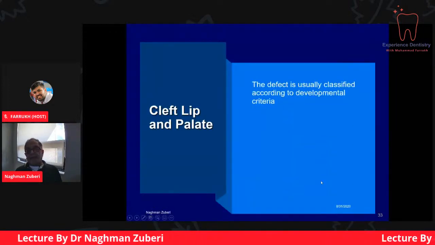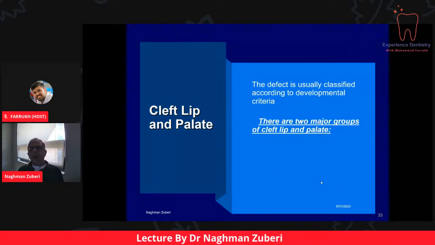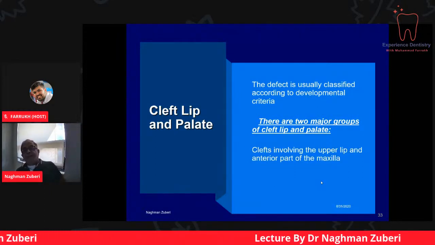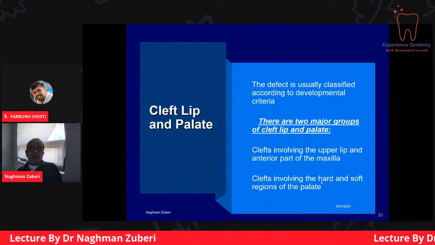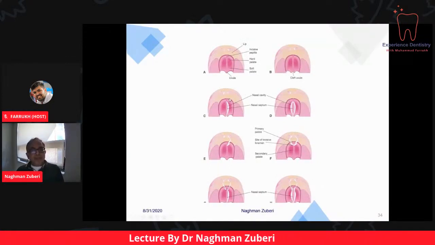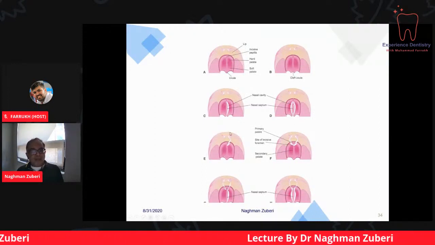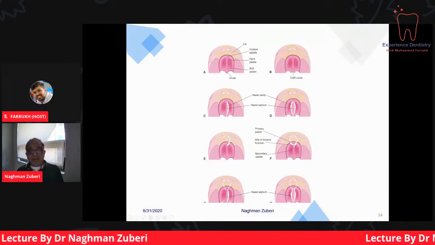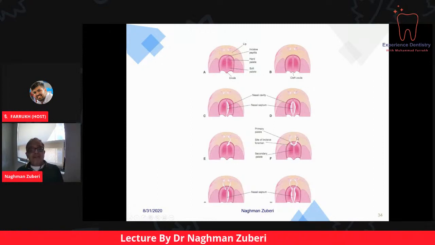Cleft lip and palate, why do they occur? The defect is usually classified according to developmental criteria. There are two major groups of cleft lip and cleft palate: clefts involving the upper lip and the anterior part of the maxilla, and clefts involving the hard and soft regions of the palate. Over here you can see it could be unilateral, it could be just a cleft uvula, it could be bilateral, it could be unilateral with cleft of lip, or bilateral cleft of palate, as well as only the anterior segment, as well as clefting of the lip.